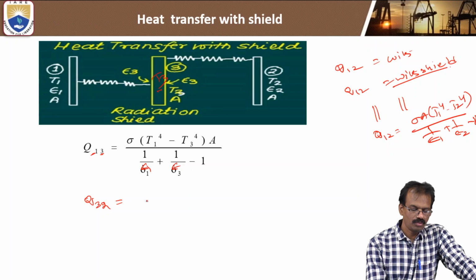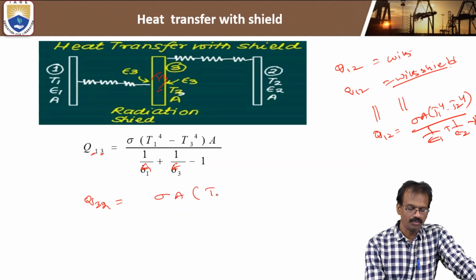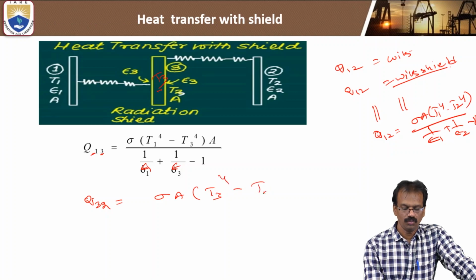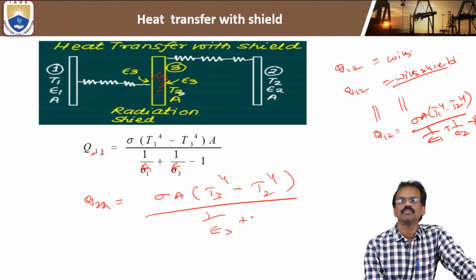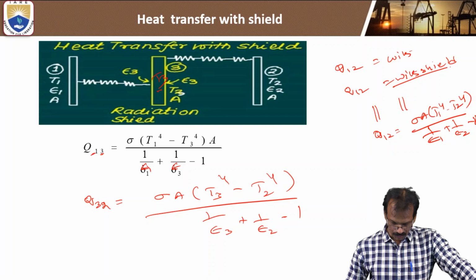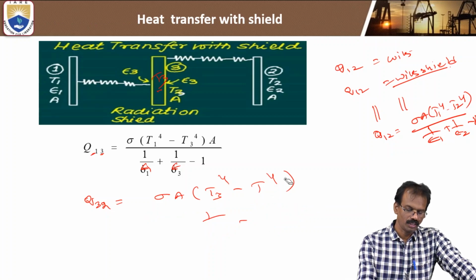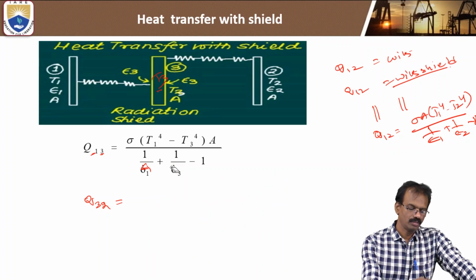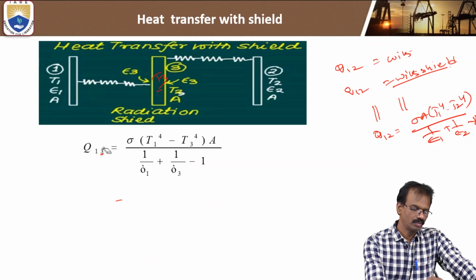Q32 is equal to, the formula is, sigma A into T3 to the power of 4 minus T2 to the power of 4 by 1 by epsilon 3 plus 1 by epsilon 2 minus 1. So this is the formula. Then the final formula means the rate of heat transfer between the two surfaces including the shield. Then we can write like this one with the shield.